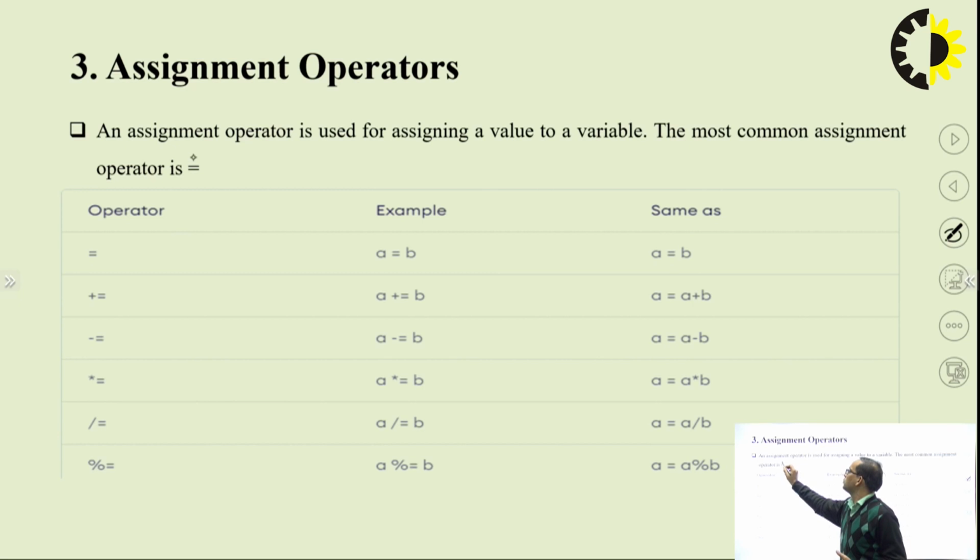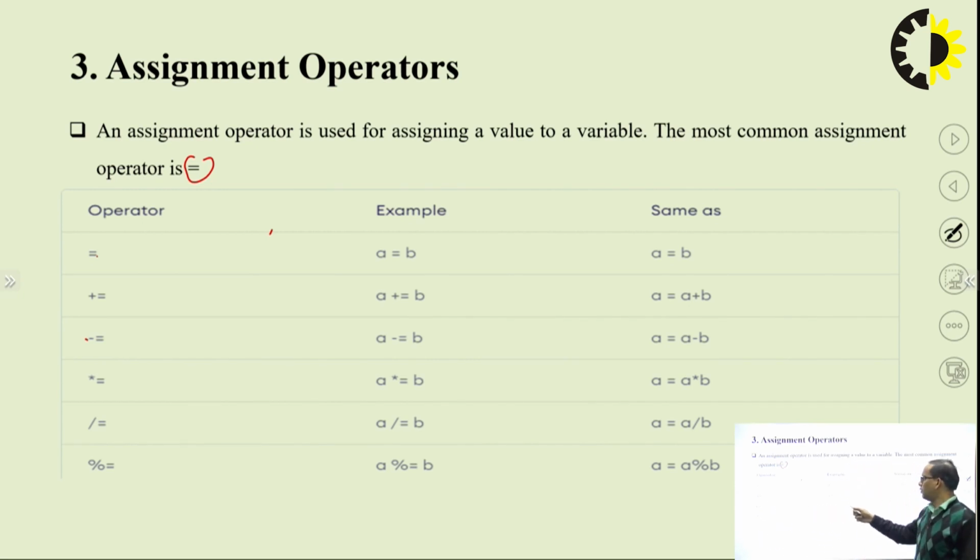This operator is known as the assignment operator, and we can use it with arithmetic operators also. It means there are different forms in which we can use this operator. First, let us see the simple assignment operator: A is equal to B. It means we are assigning the value of B to variable A. Next is plus equal, minus equal, multiply equal, divide equal, and modulus equal. It means we can use the assignment operator with the other arithmetic operators, which are plus, minus, multiplication, division and modulus.